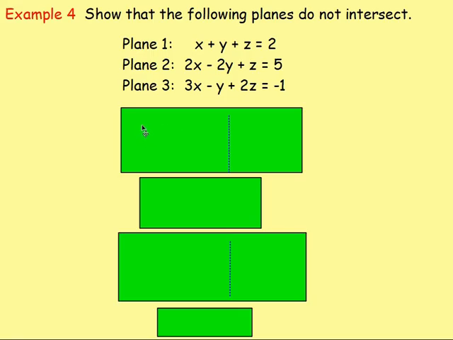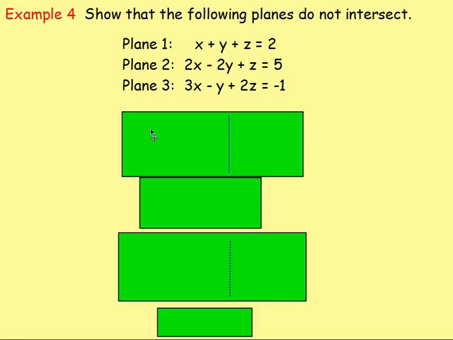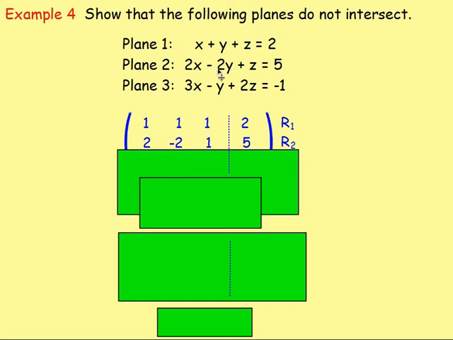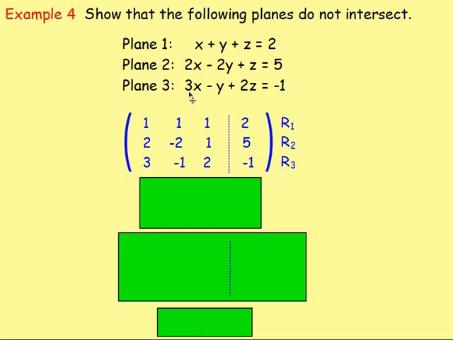Start off with your Gaussian elimination. So take the coefficients of x, y, z and take this number on the right hand side. So row 1 will be 1, 1, 1 and 2. Row 2 will be 2, negative 2, 1 and 5. And row 3 will be 3, negative 1, 2 and negative 1.